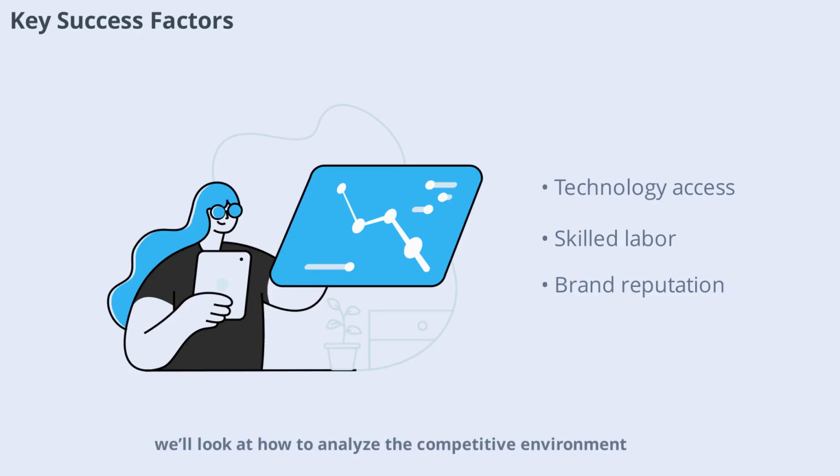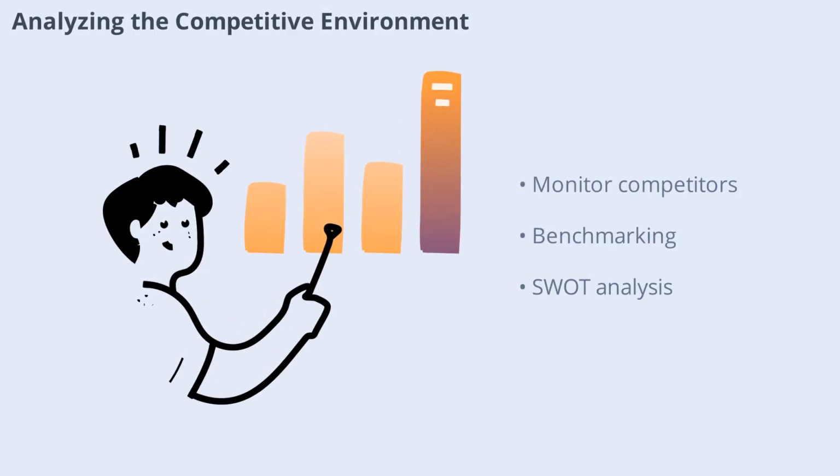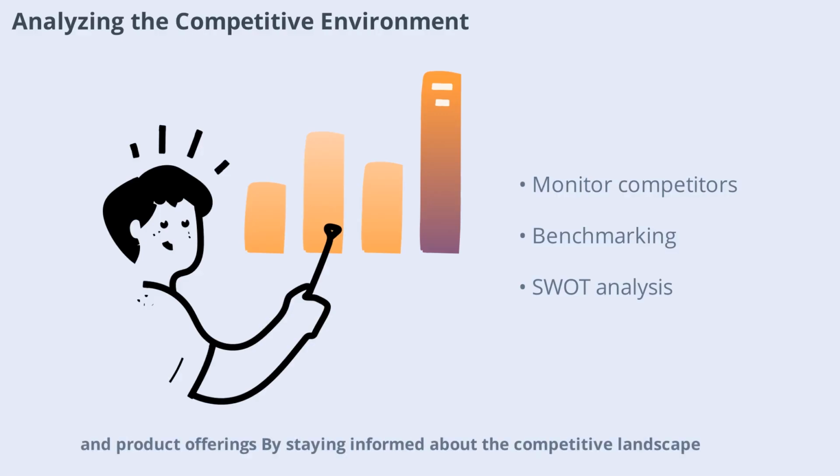In the next scene, we'll look at how to analyze the competitive environment. Competitive environment includes all the external factors that affect a company's ability to compete. This involves monitoring competitor strategies, market share, pricing, and product offerings. By staying informed about the competitive landscape, businesses can anticipate moves, identify gaps, and respond proactively. Tools like competitor benchmarking and SWOT analysis are commonly used for this purpose.